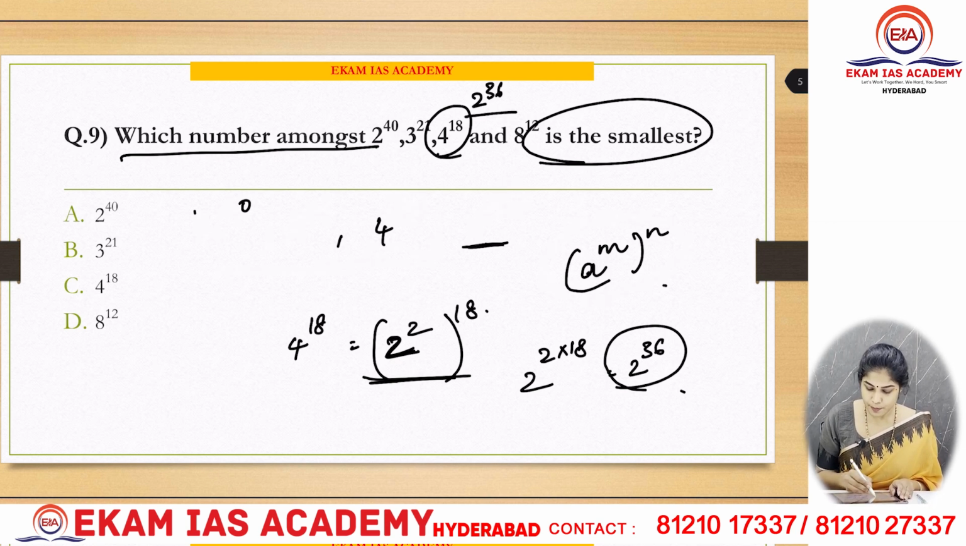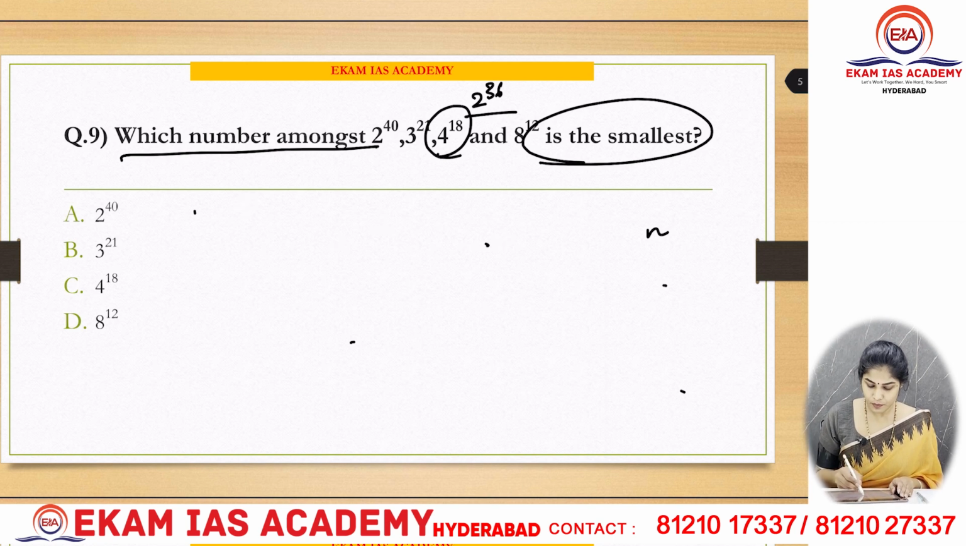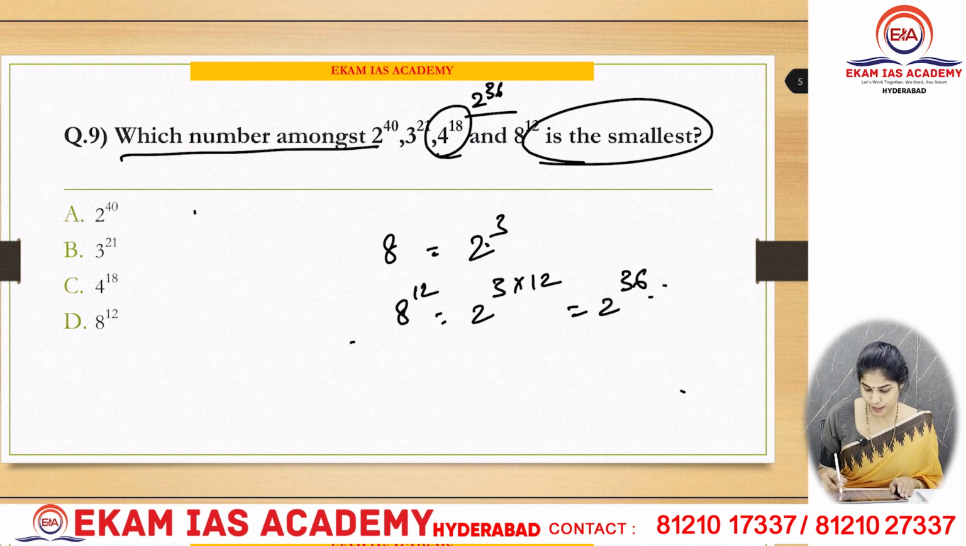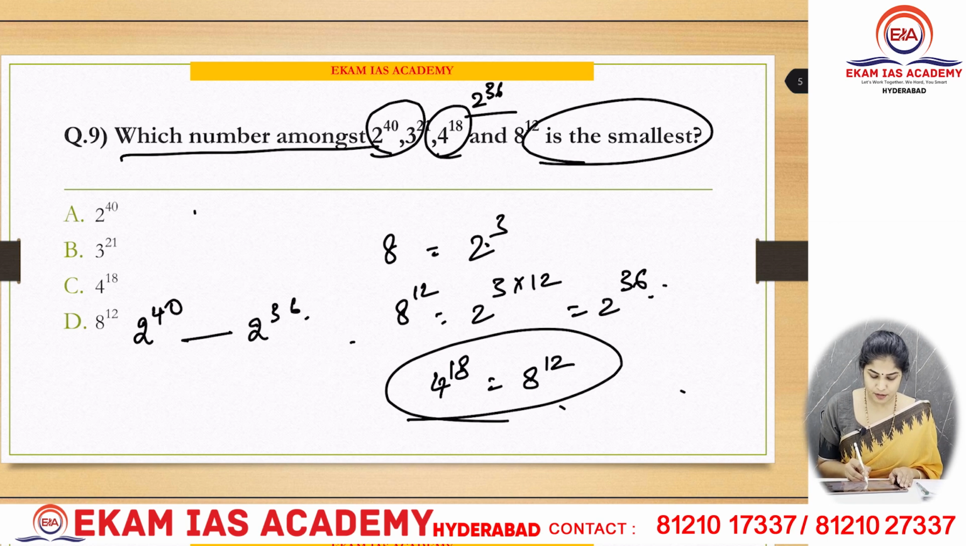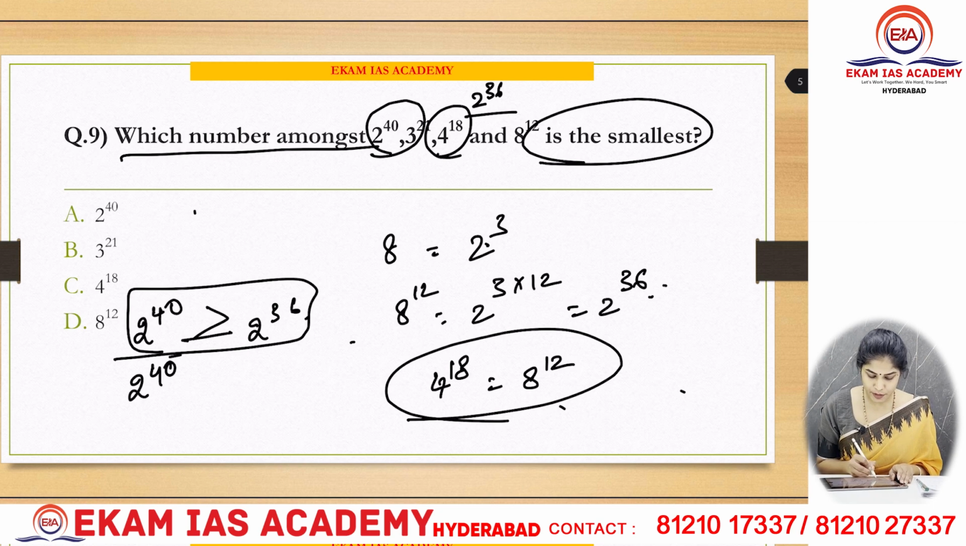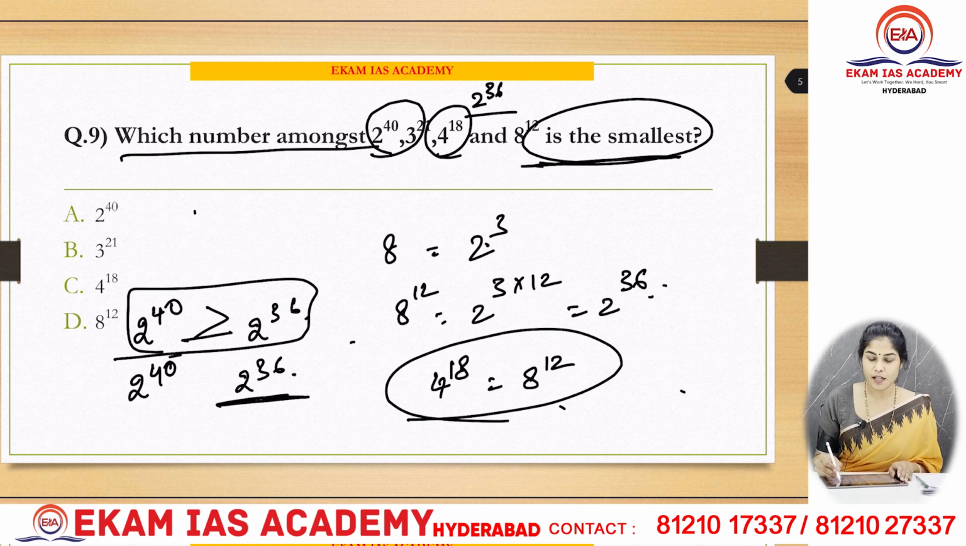And coming to 8 power 12, we can write 8 as 2 power 3. So 8 power 12 is equal to 2 power 3 into 12, which is 2 power 36 again. So 4 power 18 is equal to 8 power 12, right? So coming to 2 power 40 and 2 power 36, in both of these, which is the highest number? This one, right? Between 2 power 40 and 2 power 36, 2 power 36 is smallest. He is asking me what is the smallest among all these, right?